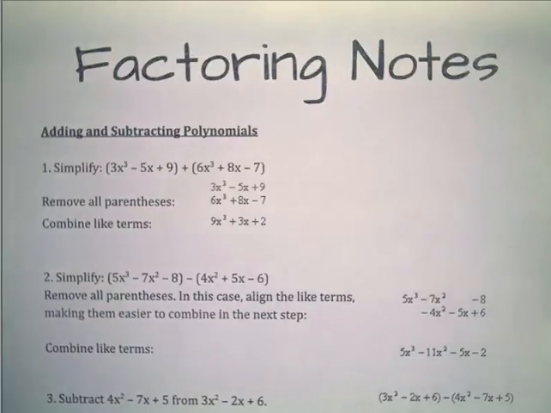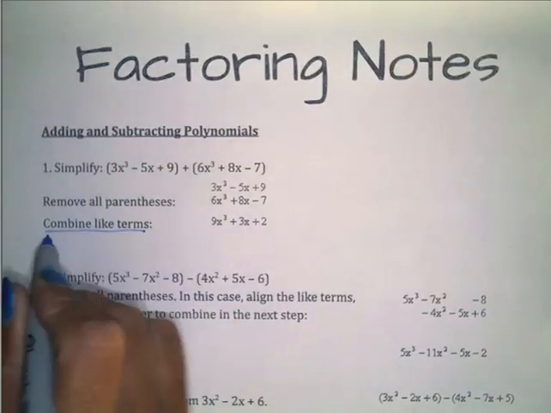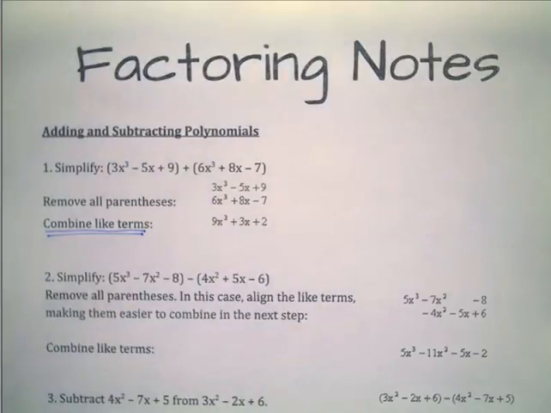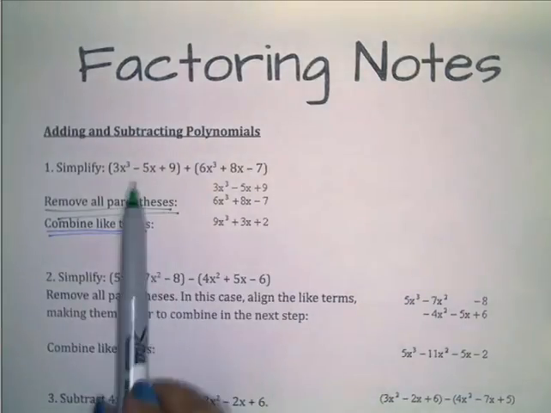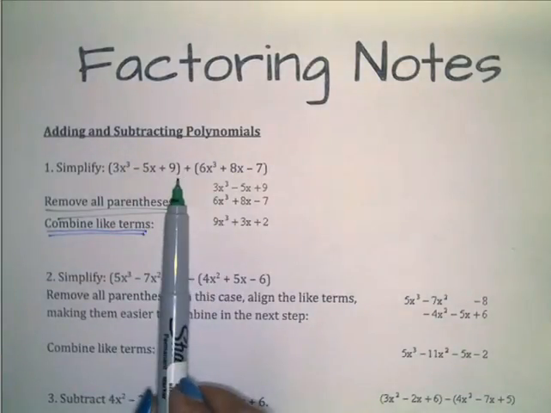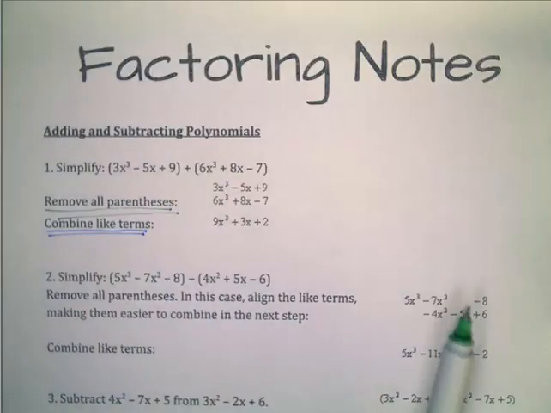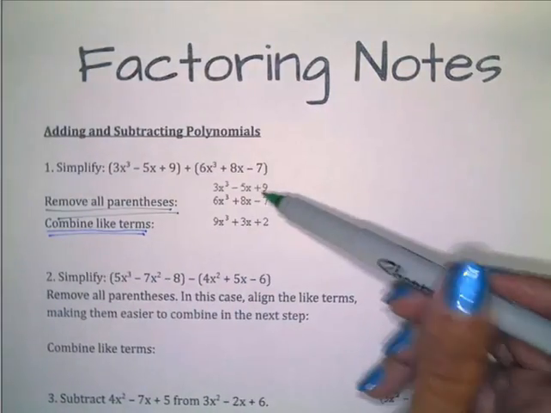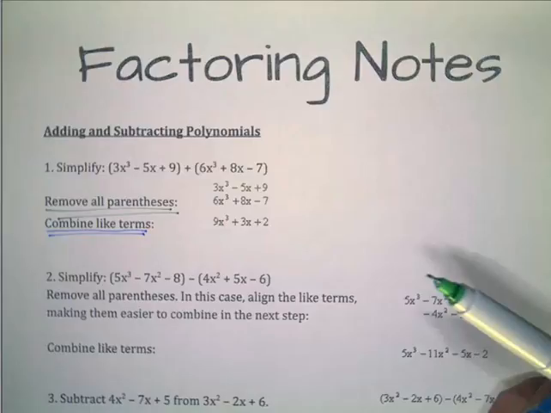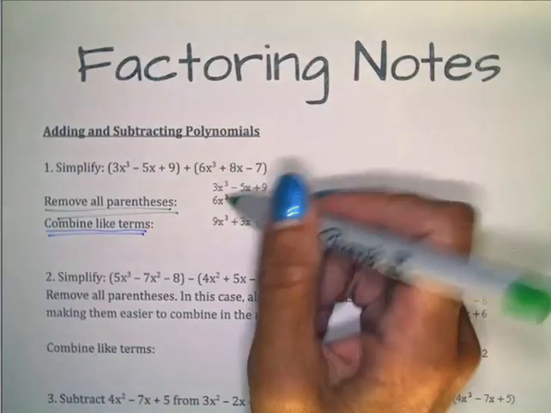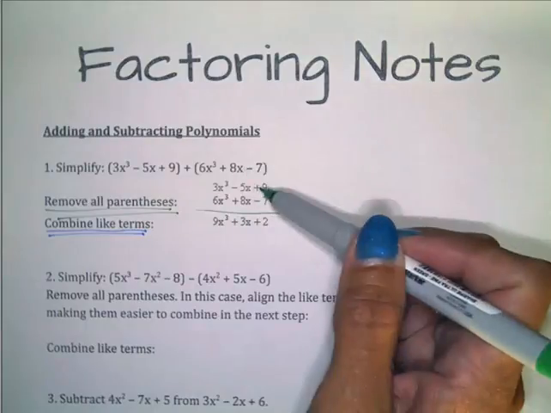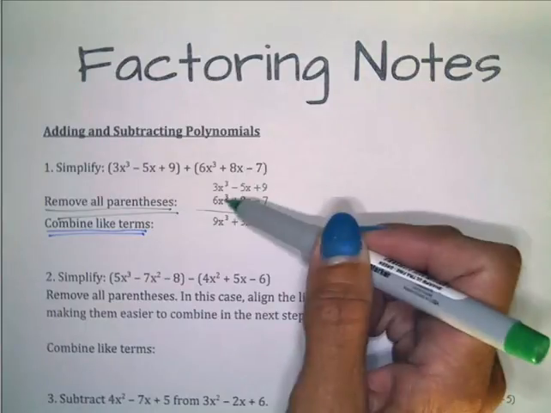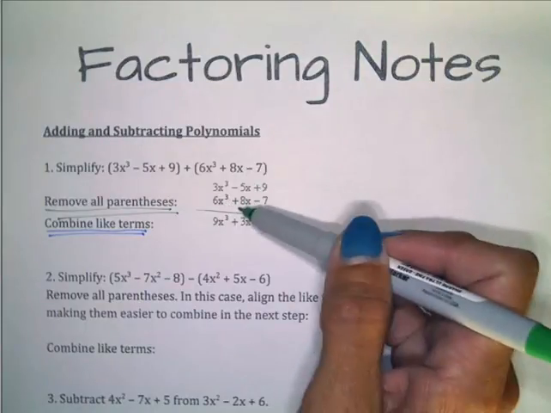So you can see here we're going to combine like terms, but first we want to get rid of the parentheses. Okay, so when we're adding two things, there is no difference with or without parentheses. So we stacked them, meaning we put the like terms underneath each other. So we have our 3x to the third minus 5x plus 9, and then underneath we have 6x to the third plus 8x minus 7.